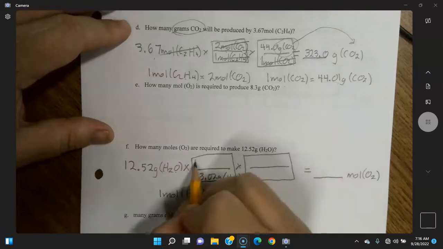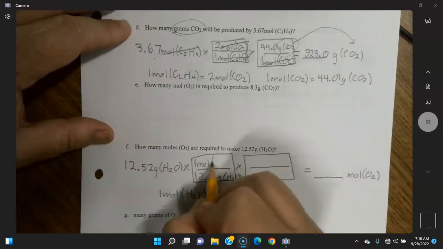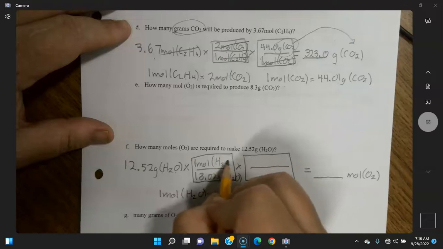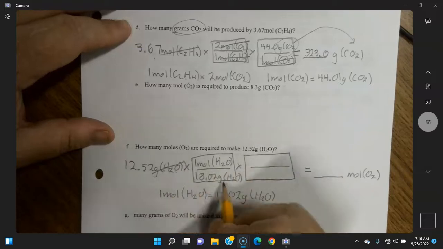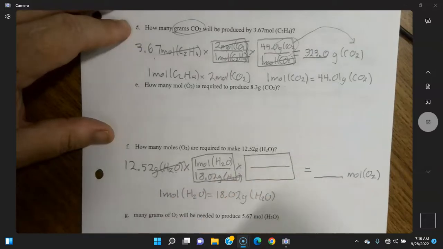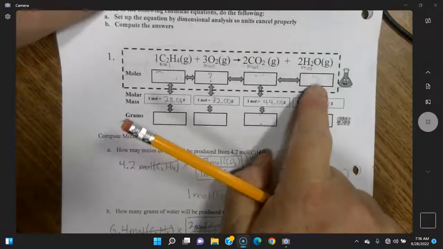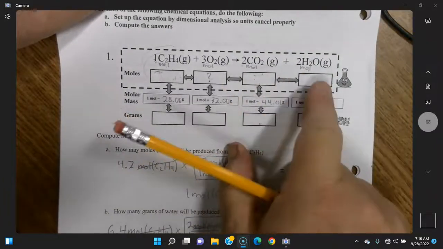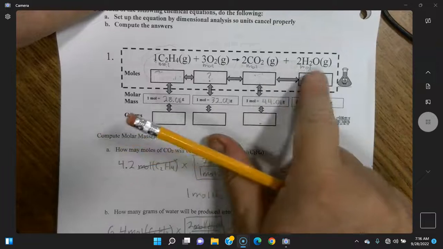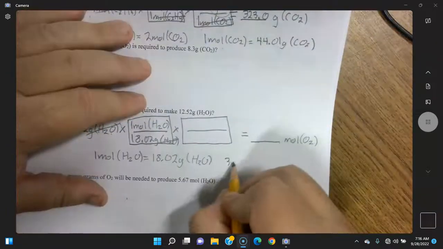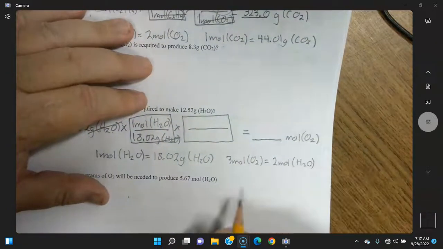And the other one is on top. Grams of H2O, grams of H2O. Okay, so you're done with that. So right now you've moved up through this to there. So now you're sitting in this box. You need to get over between these two. 3 moles of O2 equals 2 moles of H2O. That's your next equivalency.